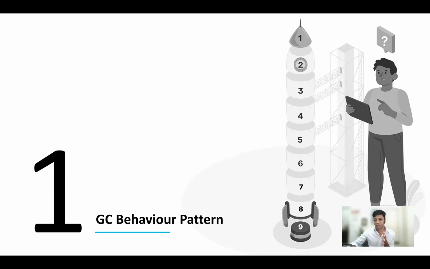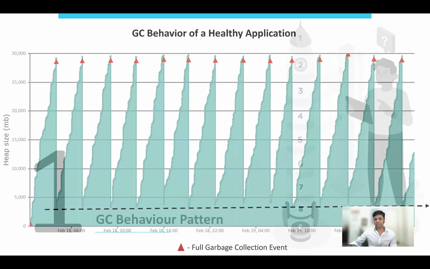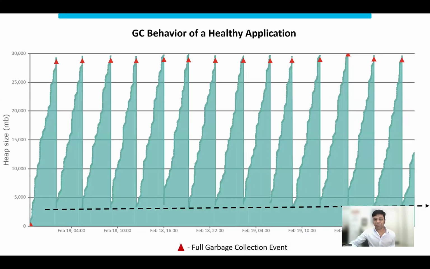So what is garbage collection behavior pattern? Look at this, friends. This is a garbage collection behavior pattern of a healthy application. You can see the request is coming, the memory is building up, and a full garbage collection ran. The red triangle here indicates a full garbage collection. It ran, and the memory dropped all the way to the bottom. And now once again, the request is coming, the memory is building up, and when a full garbage collection ran, the memory dropped all the way to the bottom.